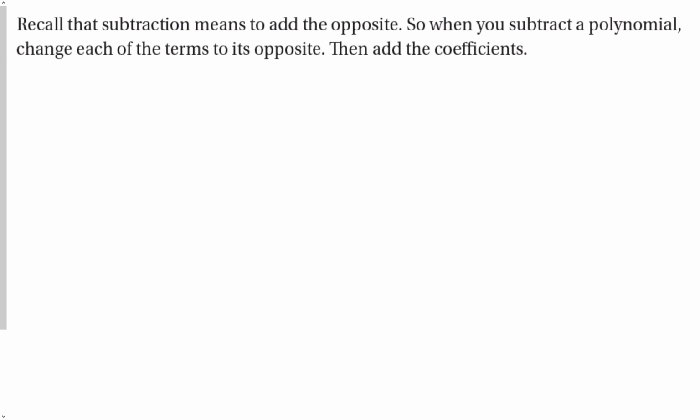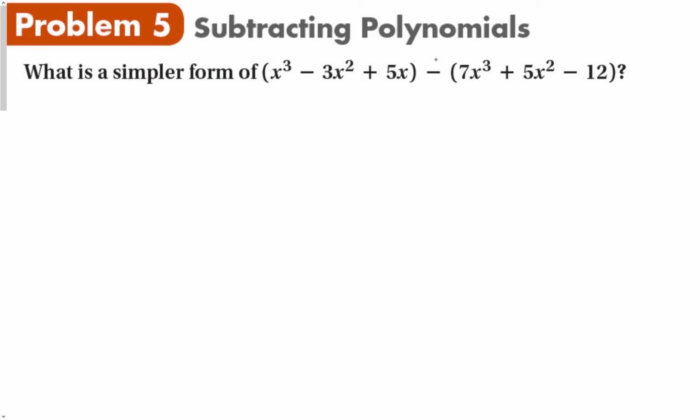Now, for subtraction, it can get a little confusing. So just recall the subtraction means to add the opposite. So when you subtract the polynomial, change each of the terms to its opposite, and then add the coefficients. Okay? And what we're really doing is we're going to distribute this negative sign right here to the polynomial behind it. Okay? So here's what we do. We go x to the third minus 3x squared plus 5x.